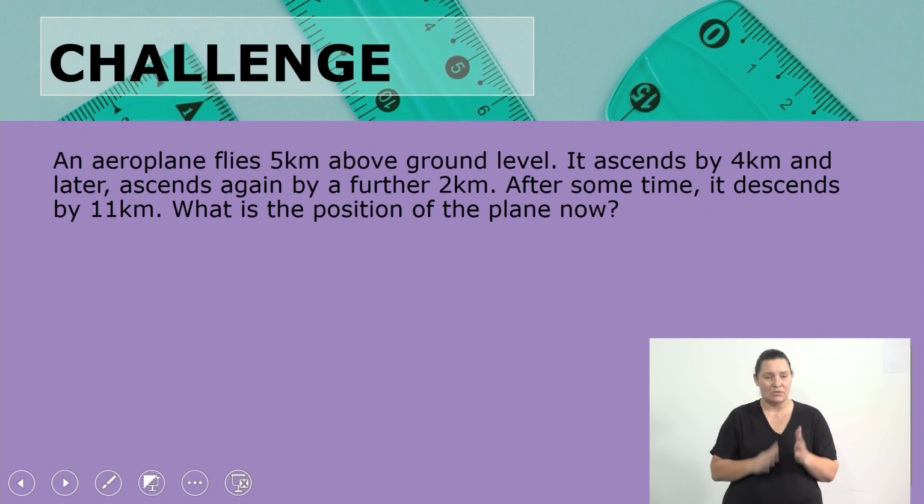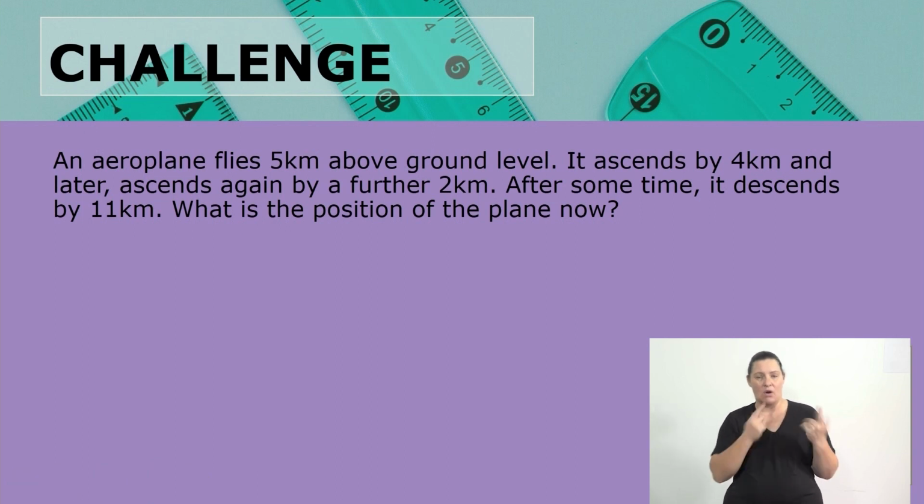Let's end off with a challenge. I would love to see how you answer this. An aeroplane flies 5 kilometers above ground level. It ascends by 4 kilometers and later ascends again by a further 2 kilometers. After some time, it descends by 11 kilometers. What is the position of the plane now? Will you be able to answer that? I really hope that you will.